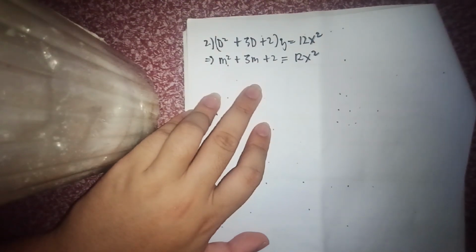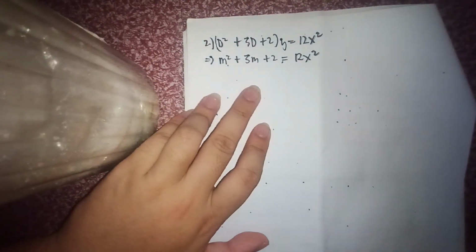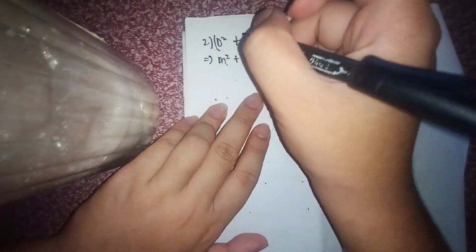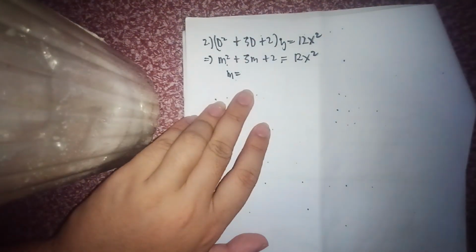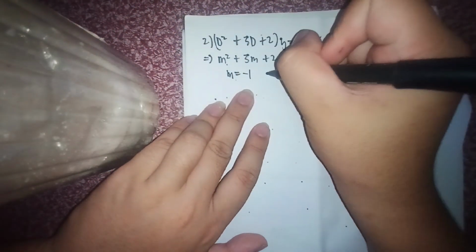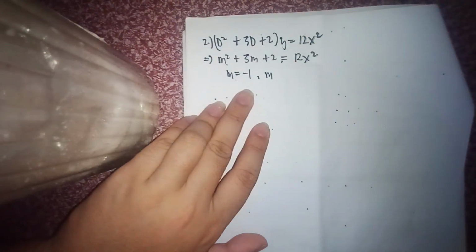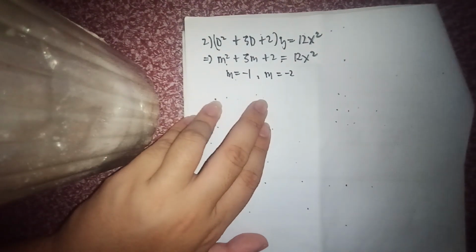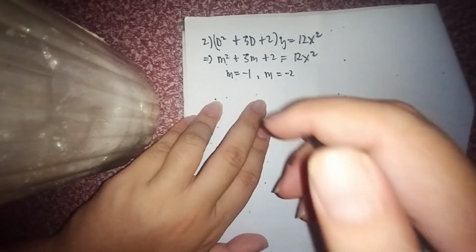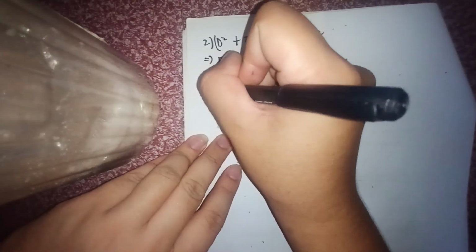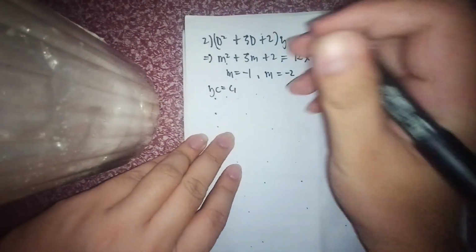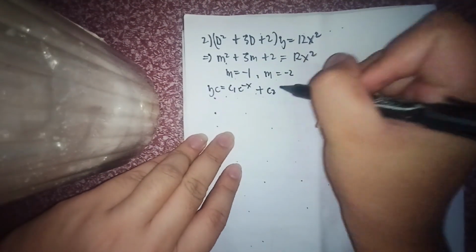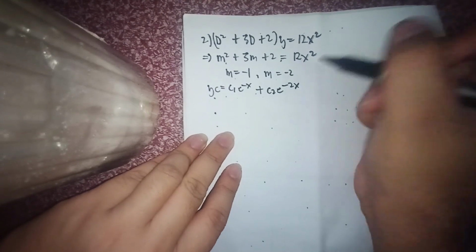Next, let's have the factor of this polynomial. So we have the value of our m, which is equal to m minus 1, m minus 2. Next is we have now the value of our yc. So yc is c1 e raised to negative x plus c2 e raised to negative 2x.